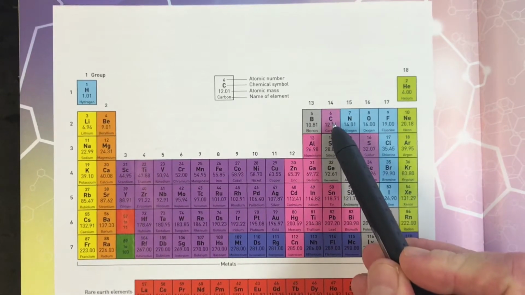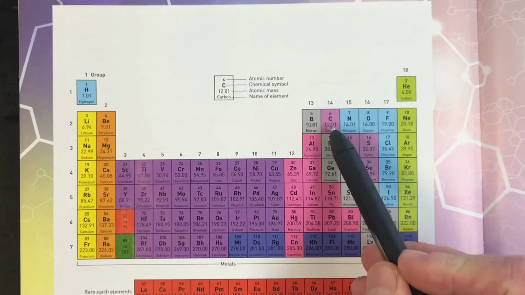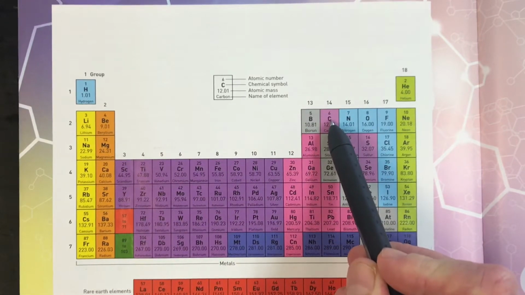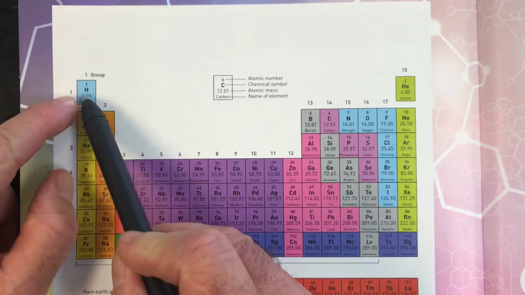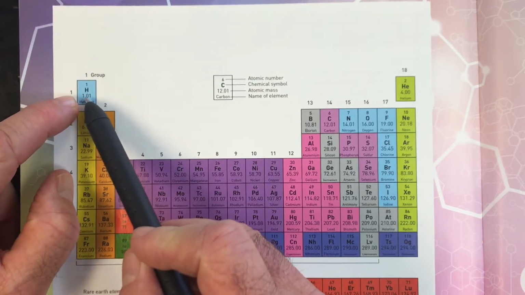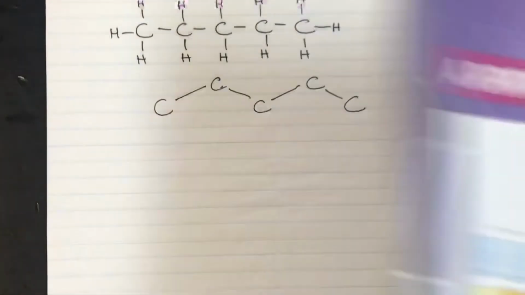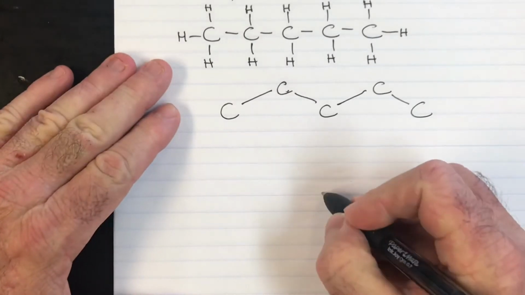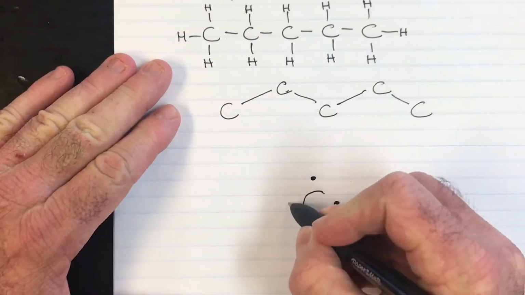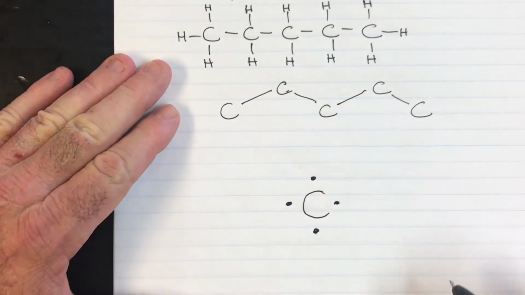Carbon is from group 14. It has 1, 2, 3, 4 electrons in its valence shell, in its outer shell. And hydrogen's from group 1, of course, so it's got 1 valence electron. So if we were drawing the electron dot structure for carbon, it'd look like that.